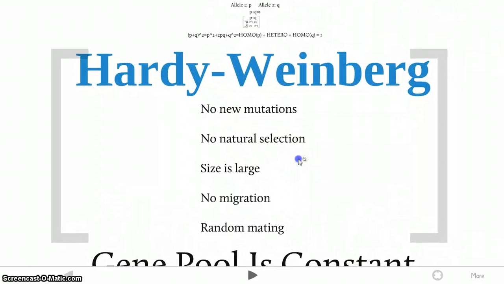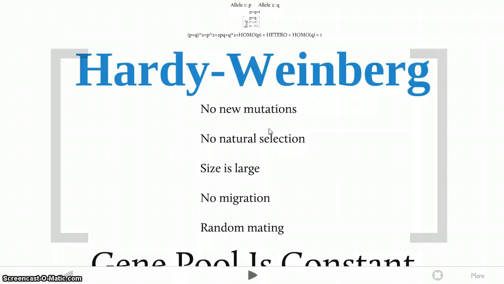So, when does Hardy-Weinberg work? Well, it works when there are no new mutations, so p and q don't change. There's no natural selection, so p and q don't change. The size is large, so there's no genetic drift, so p and q don't change. And there's no migration, so p and q don't change.